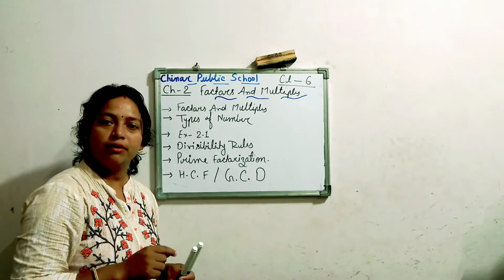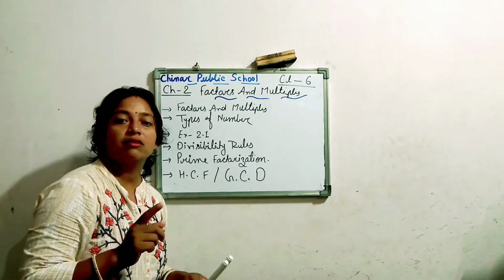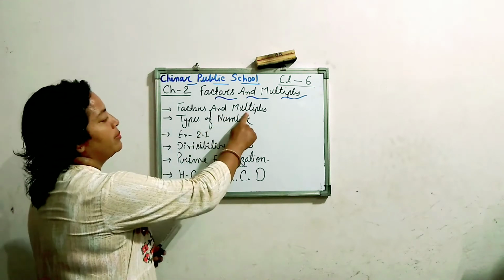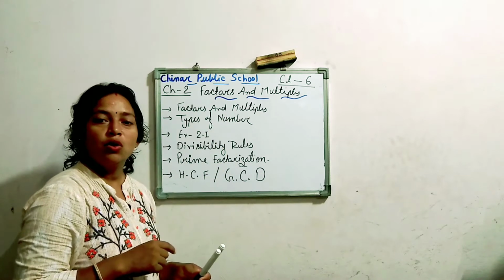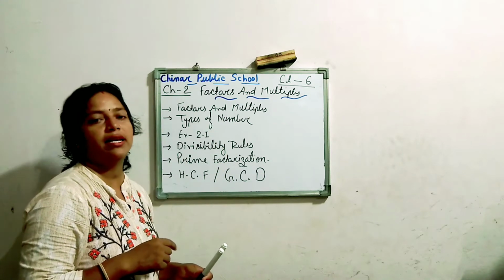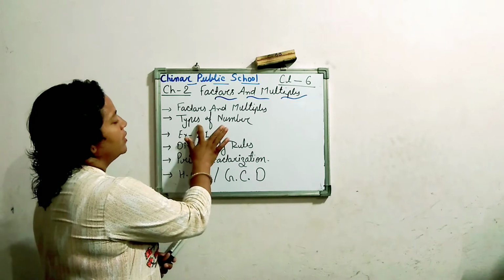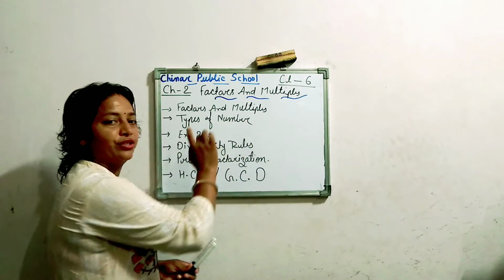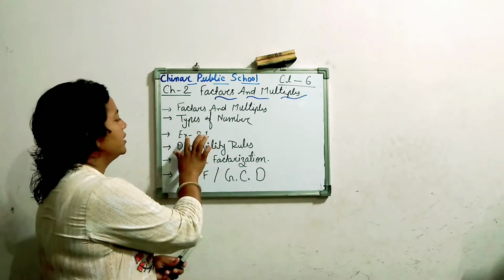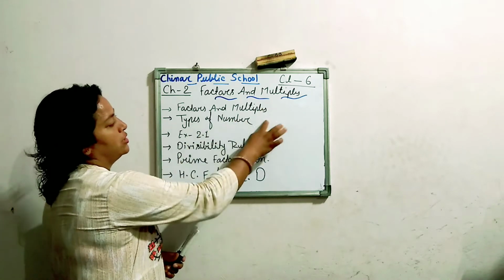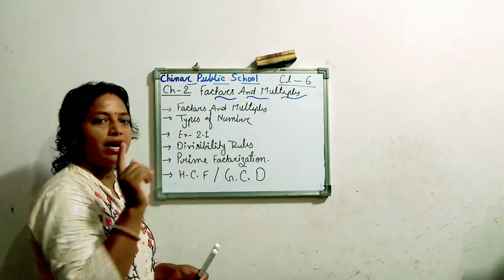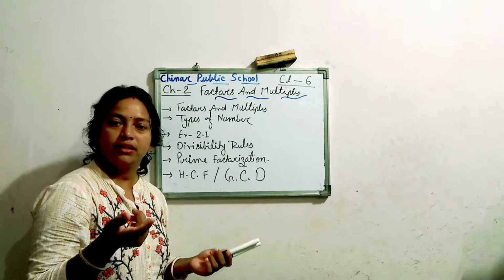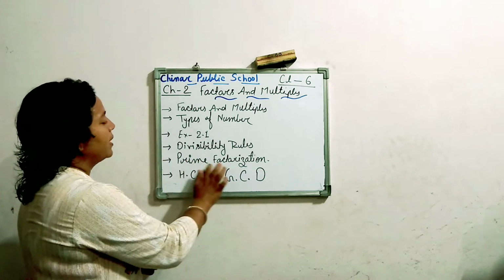Factors are numbers which divide the given number exactly, and multiples are numbers which are exactly divisible by the given number. In types of numbers we have done odd, even, prime, composite, twin prime, perfect, etc. After that exercise 2.1, then divisibility rules by 2, 3, 4, 5, 6, 8, 9, 10, 11. After that, prime factorization.